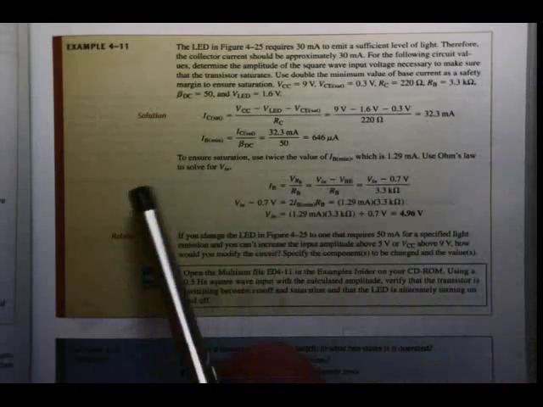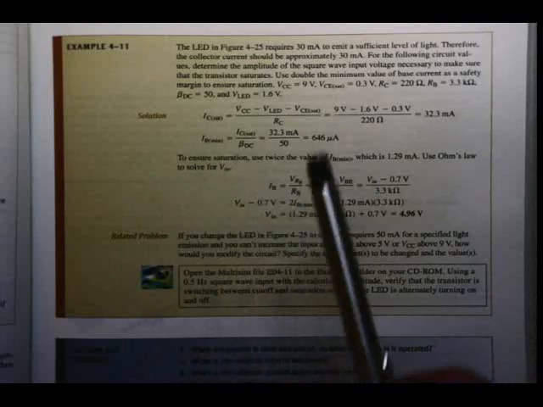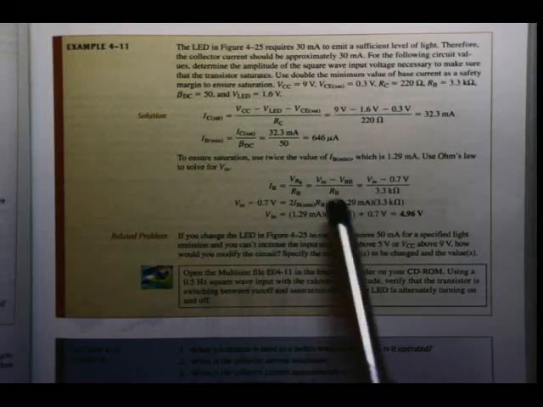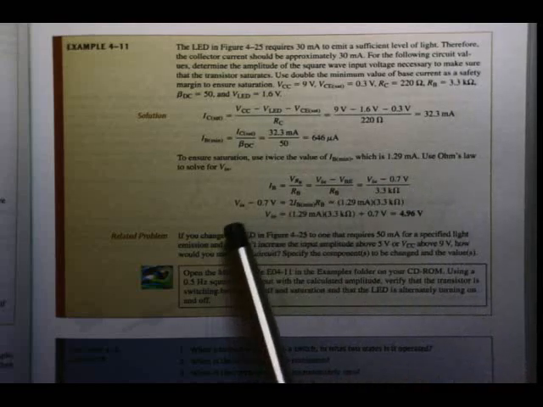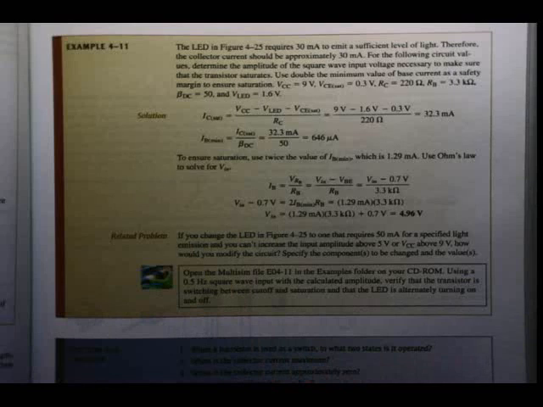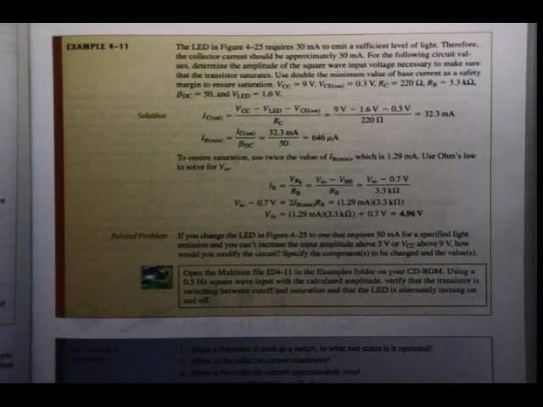Then use Ohm's law to solve V in. So IB is VRB over RB, which is V in minus VBE over RB, and then I can solve V in by mathematics. In the end, I can determine that V in should be 4.96 volts. Work through this. It applies all the rules that you should know and some of the new rules and equations that you've learned.